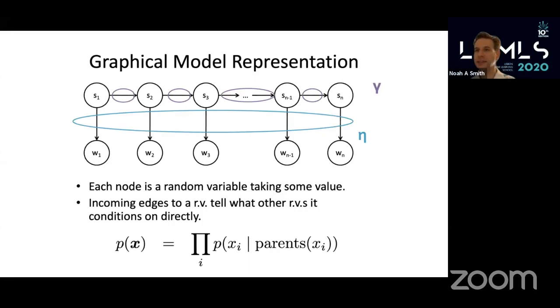Hiding inside this visualization are the parameters of our model. We'll come back to this more when we talk about learning later, but it's implied that on each arrow, there has to be some parametric form for the probability distribution over the child random variable given its parents. That's where the gammas and the etas, the transition and emission probabilities, are hiding. They're associated with those particular edges.